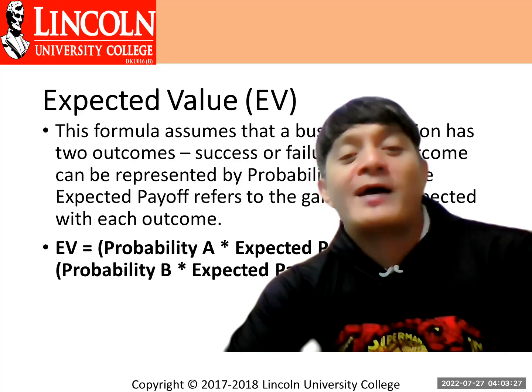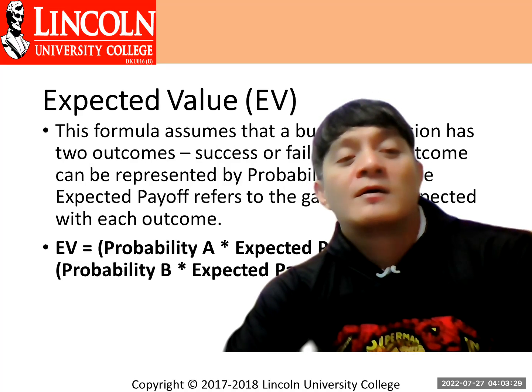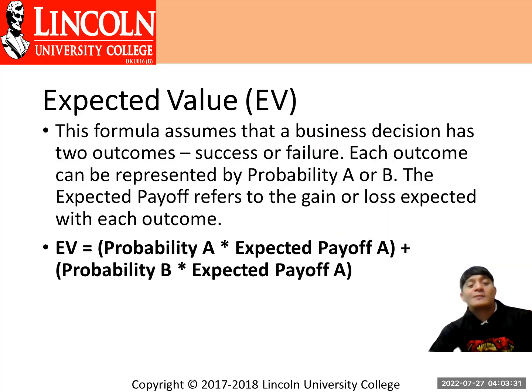So the expected value formula is probability A multiplied by payoff A plus probability B multiplied by expected payoff of B, and that's your expected value. This formula assumes that a business decision has two outcomes, success or failure, and each outcome can be represented by probabilities, A or B. You can have C. The expected payoff refers to the gain or loss expected with each outcome.